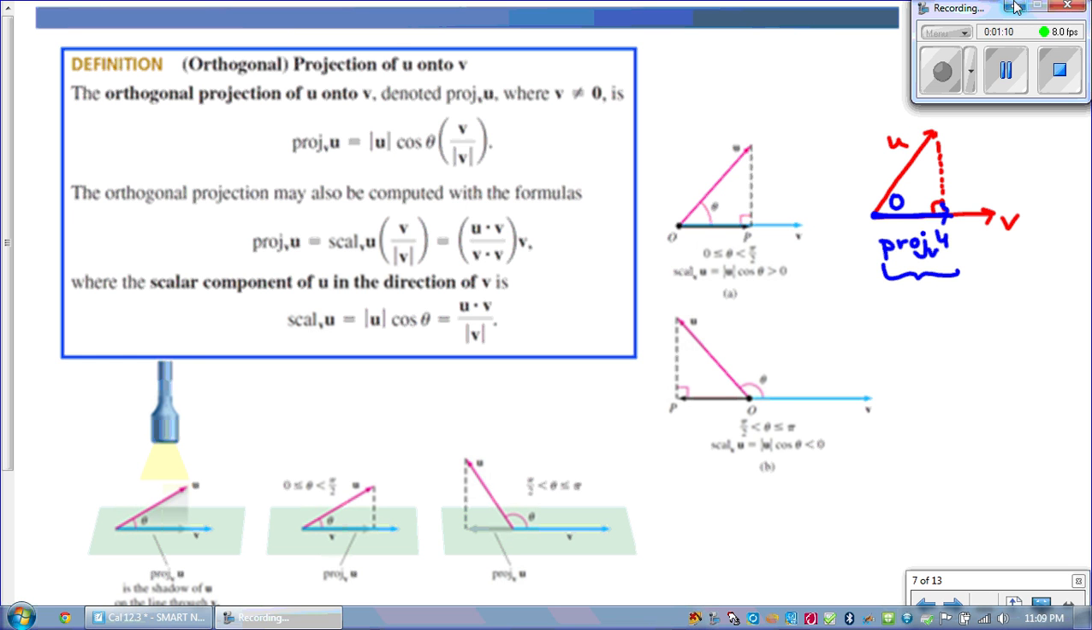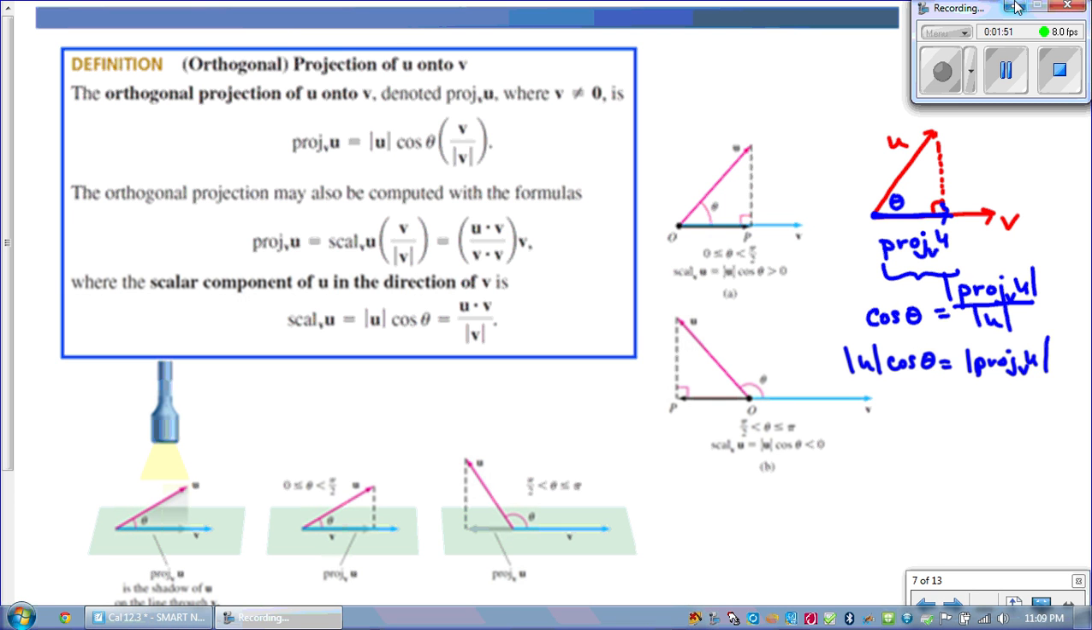So if this is an angle theta between u and v, we know that cosine of theta would be equal to the adjacent side, which is the length of the projection of u onto v, over the magnitude of the hypotenuse, which is the magnitude of u. That means that the magnitude of the projection of u onto v is equal to the magnitude of u times cosine of theta. Now, that's the length of that projection.